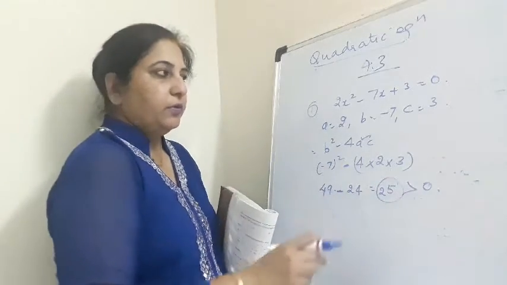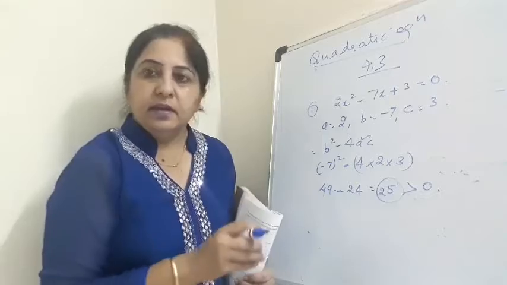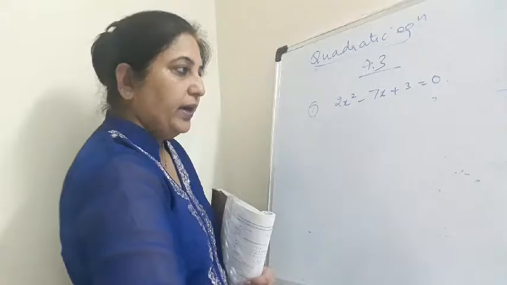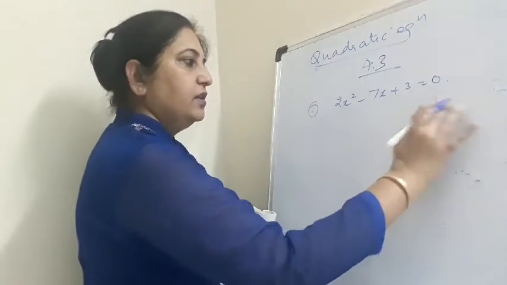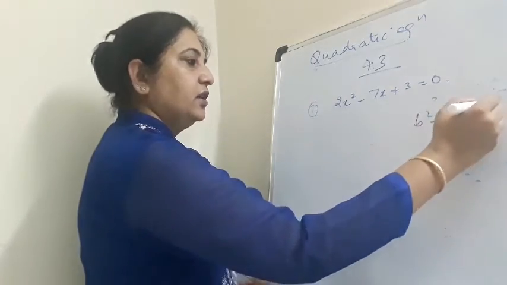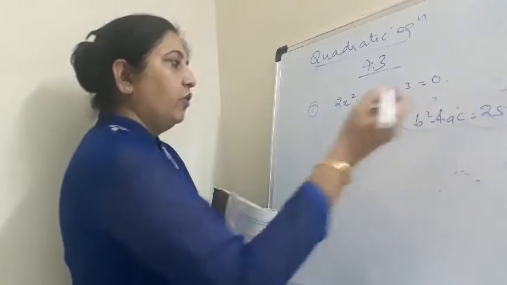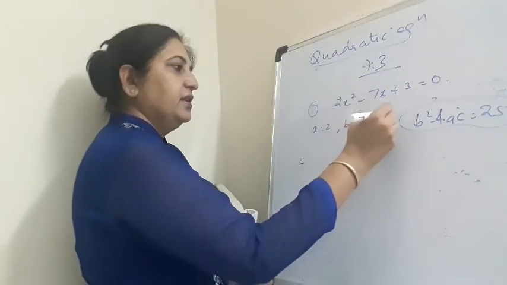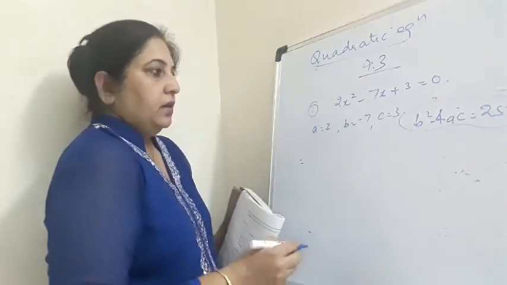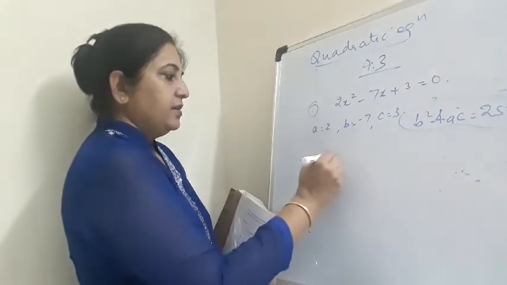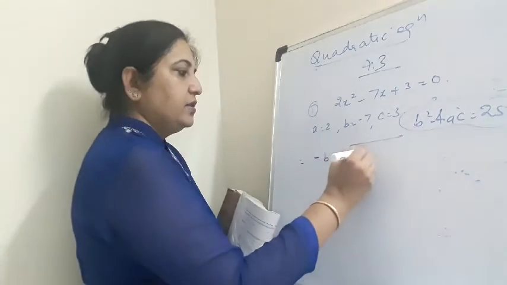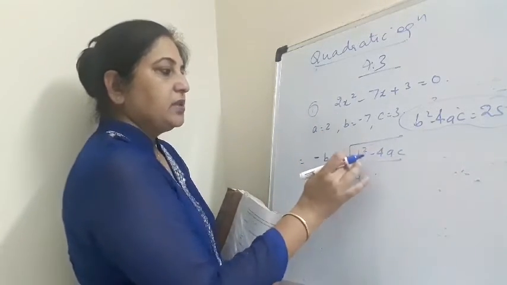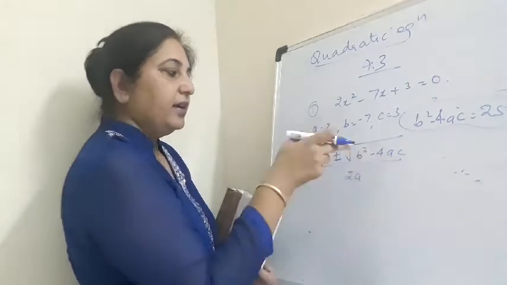So you will get what type of roots? Two real distinct roots, right? So remember the value of 25, because b square minus 4ac will be used in the formula. So let's check. a is equal to 2, b is equal to minus 7 and c is equal to 3. Now we write minus b plus minus square root of b square minus 4ac upon 2a. Since you have already calculated b square minus 4ac, you don't need to find it again over here.